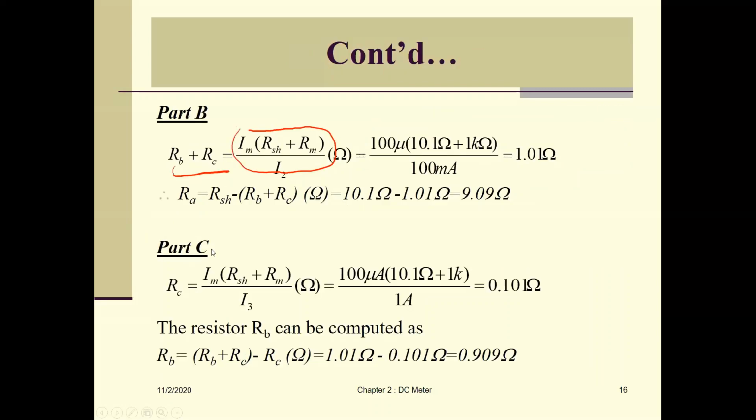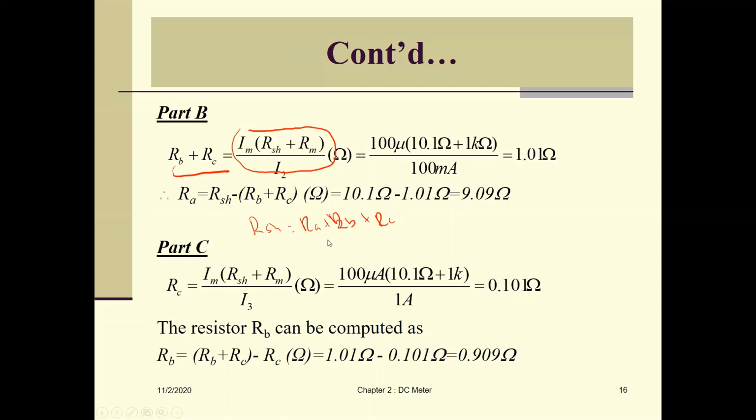After you calculate the RA, RB and RC, make sure you check that RA plus RB plus RC gives the correct answer. If not, you have to double check which one is not correct.